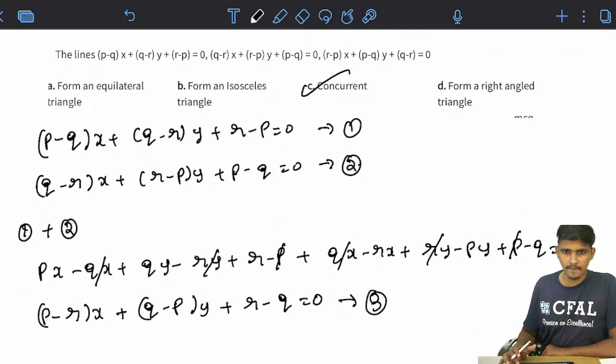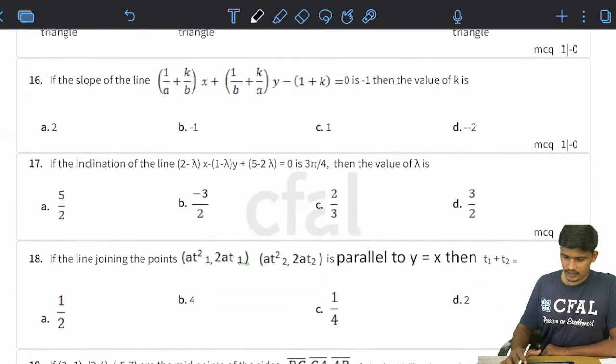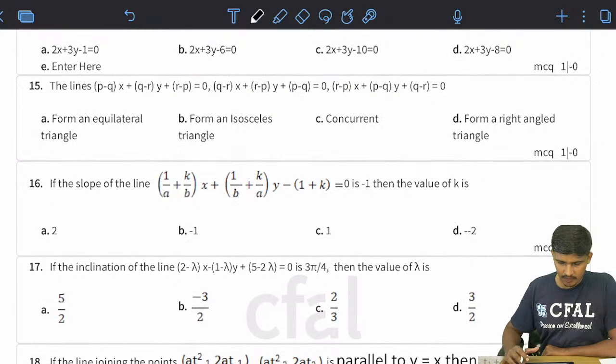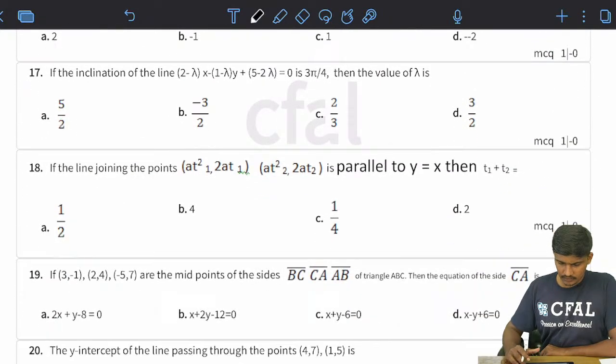Is that okay? Yes, good, fine. So we'll move on to the next question. Okay, so we have done the 15th question. So let's go for the 21st question.